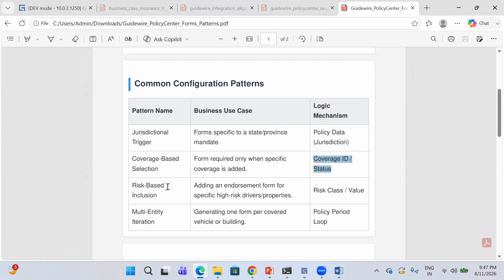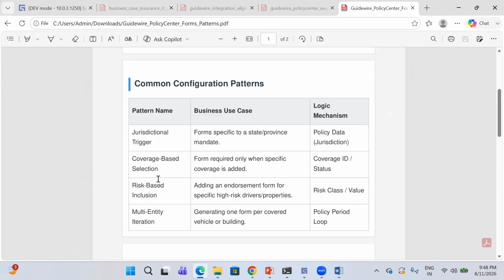Next, for example, adding an endorsement form for specific high-risk driver properties. For example, there is a high-risk driver who has met with some accidents or had traffic challenges. Therefore, the insurer wants some kind of endorsement form to be added. This is automatically considered a risk-based inclusion, so that the driver will be considered a high-risk driver, which must be updated and covered under the risk class and the value.